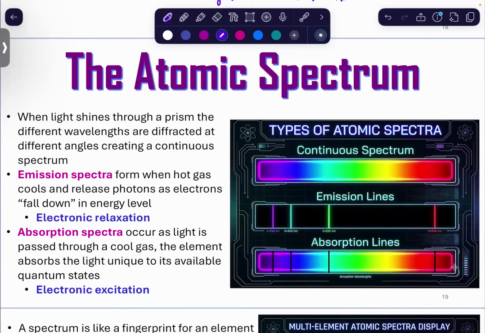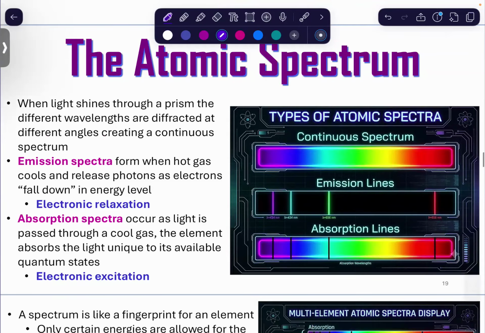Absorption spectra should give you a pretty well identical spectrum. It's just this time you have your continuous spectrum with little lines taken out of it. That's because you have your cool gas of some element and you shine light through it. When those photons hit the element, electrons will absorb that light and jump from a lower energy level up to a higher energy level. They can only do that with very specific photon energies. Those will be the black lines that you see where those photons were absorbed, which again gives you a very specific spectrum for your element.